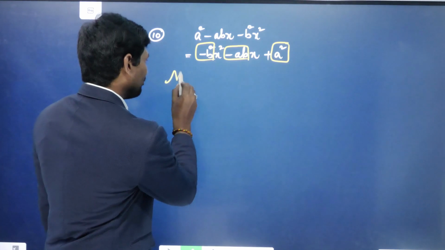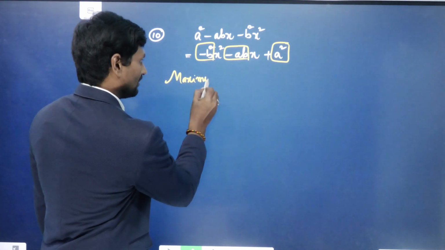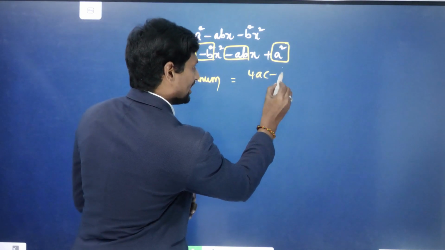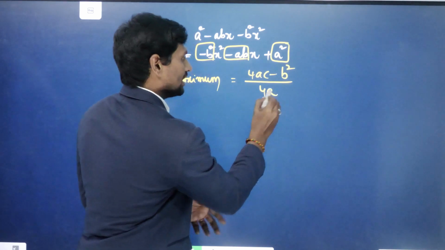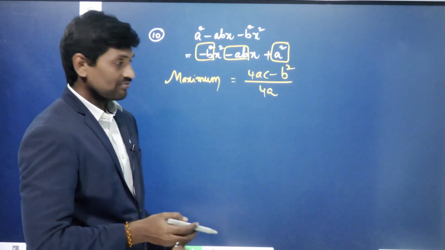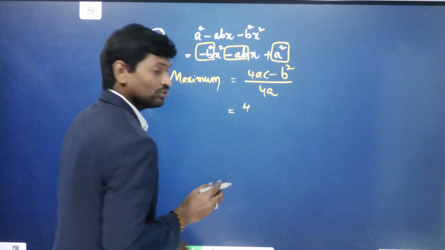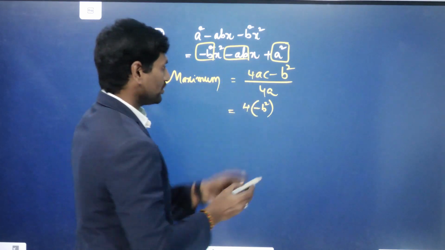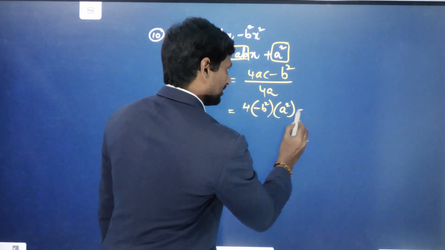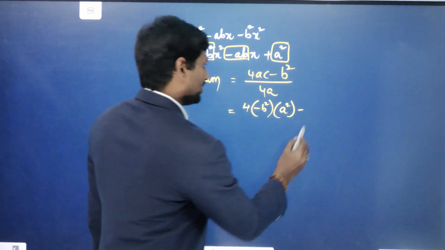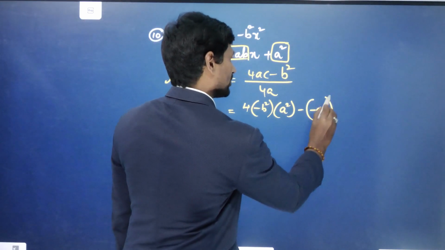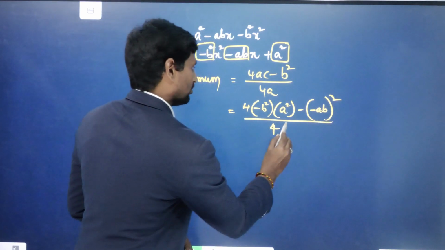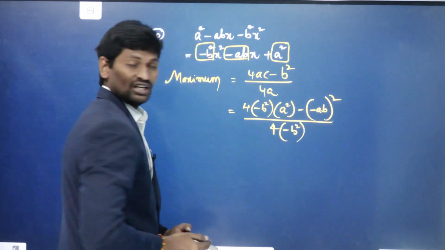For finding the maximum value, what is the formula? 4ac minus b square by 4a. I have derived how it came also. The a value is minus b square, the c value is a square, and minus the b value is minus ab, so I can write minus ab whole square, by 4a. So 4 into the a value, minus b square. Let us simplify this.